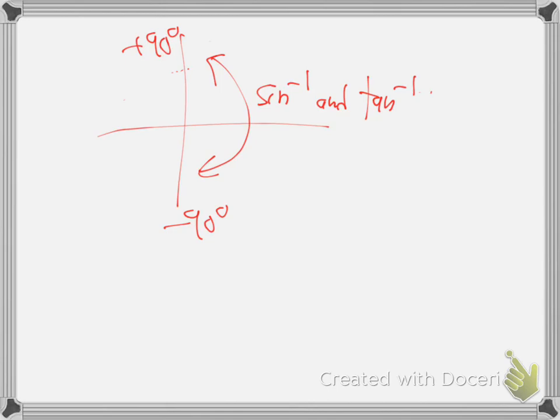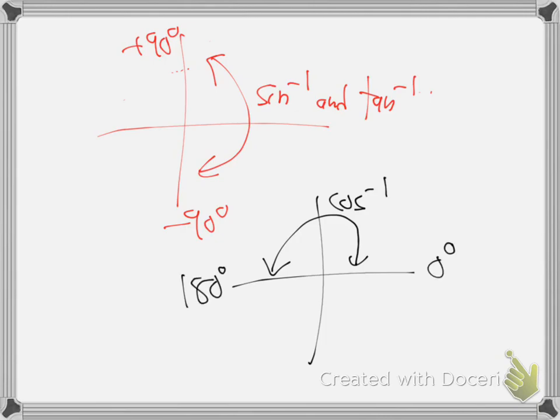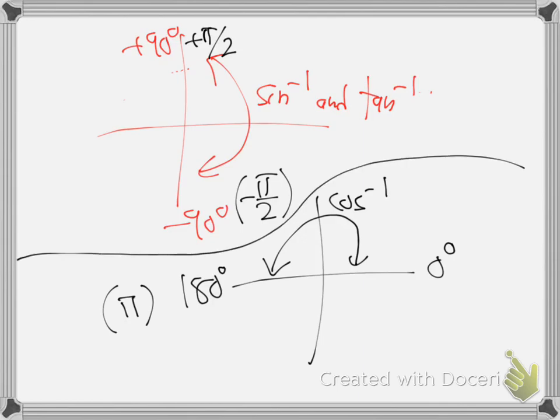And then for cosine inverse, it's actually these two quadrants. Cosine inverse, it's from 0 to 180. So you can put that in your 3x5 card. So that's how they want you to do it. This is negative pi over 2, positive pi over 2, and this is pi. So that's how they want the answers given, like that.